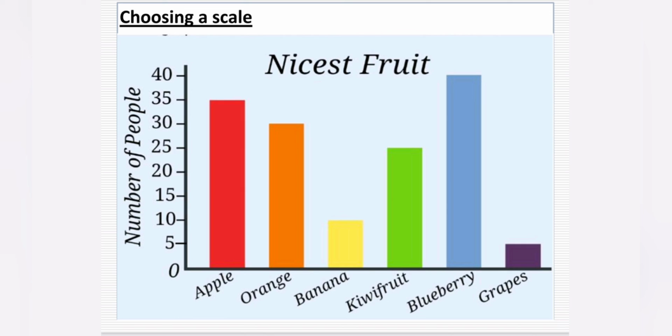And what is represented on the x-axis? Correct, the different types of fruits. So from this graph you can easily read, understand and answer questions like 35 people like apple, or 40 people like blueberry, bananas are liked by 10 people, kiwi is liked by 25 people. So children, isn't it very simple? It is very easy to read, understand and answer the questions. Clear, children? I hope you have understood it very properly.